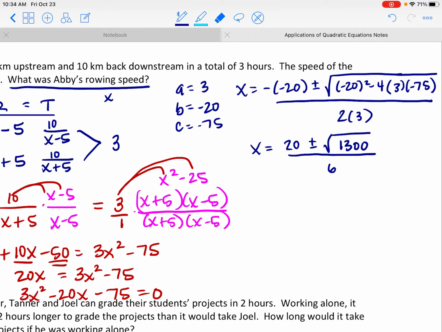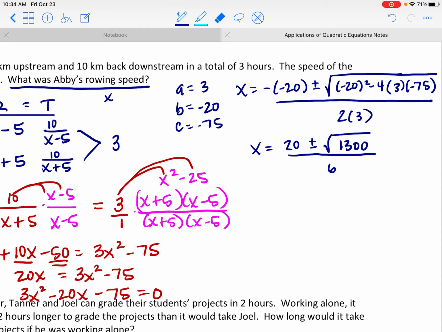So if this problem had no context, I know you're having fun with this one already, right? If this problem had no context, I would say break down the radical and then try to reduce the fraction and box in your answers, whatever. But because this problem does have context, I wouldn't do that here. If we're looking for the speed in which Abby is rowing, I'm not going to give an answer that's like 20 plus radical 1300 over 6. I'm not going to give an answer with the radical in it because it doesn't make sense. It doesn't have a meaning to us. So because this is a word problem, I'm going to go straight to approximating these two answers.